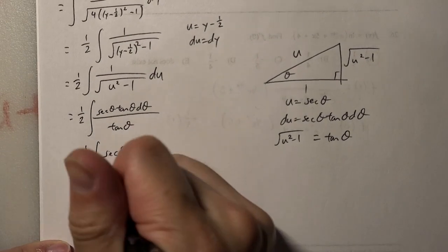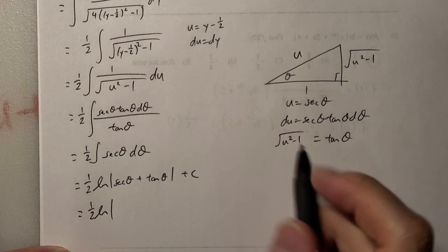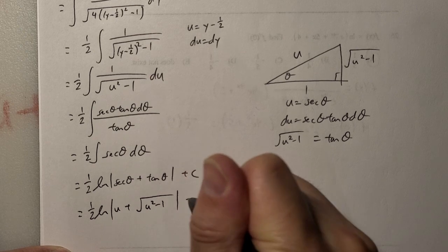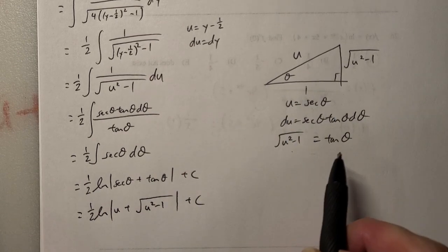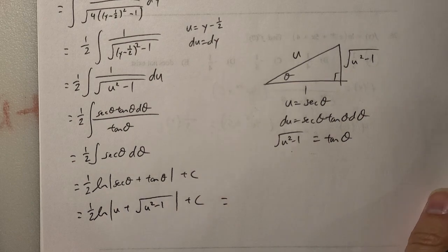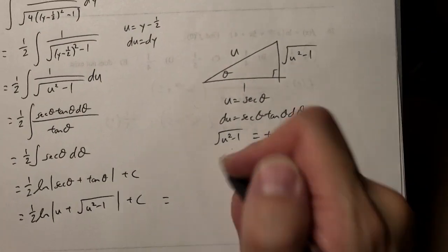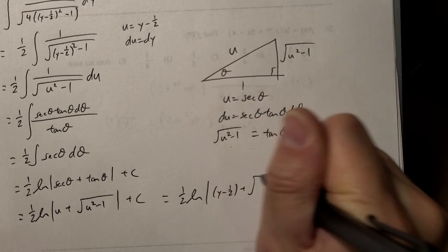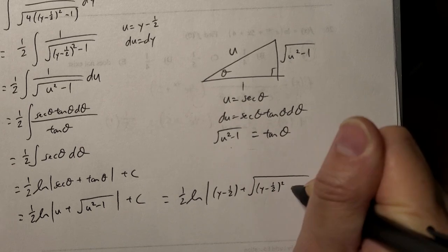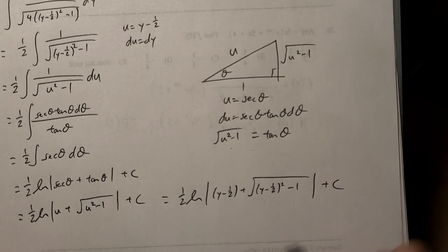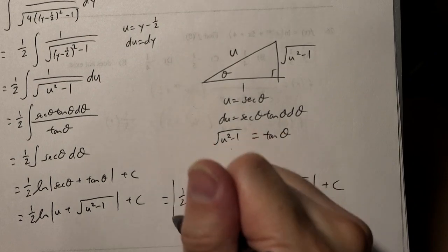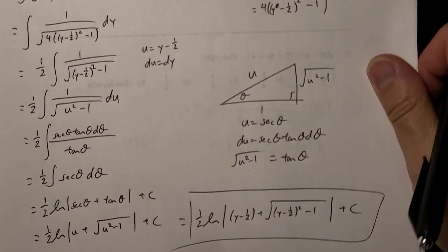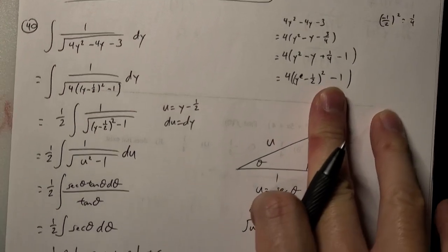We had to back substitute. What is secant? Secant is just u. What is tangent? Tangent is the square root term, plus c. You can always get it from a triangle, or we had it over here in our definitions. And then one more back substitution, because we have to substitute u as y minus 1/2. So 1/2 ln of the absolute value of y minus 1/2 plus the square root of (y minus 1/2) squared minus 1, close the absolute value, plus c. And that's what I get. Okay, so not too bad here. The trick here was I completed the square so that I could do a trig sub.